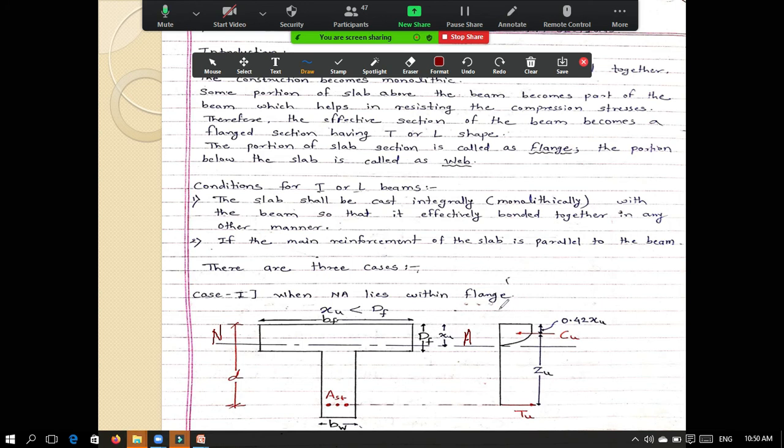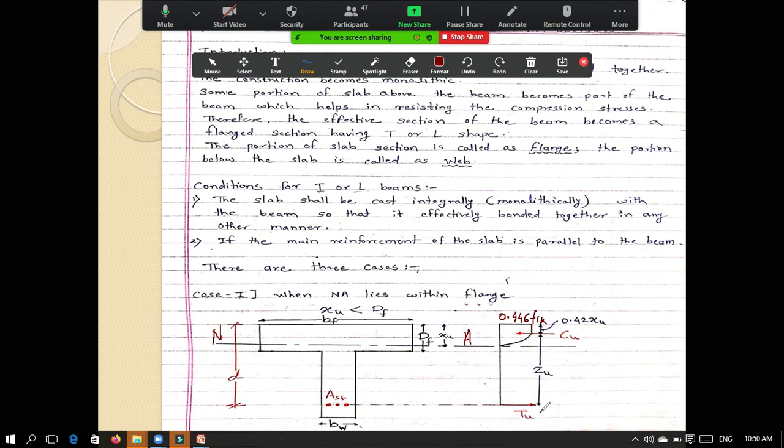Now if you draw the stress distribution diagram, this is the normal diagram. The stress at top is 0.446 fck. Now if you draw the diagram over here, the tensile force will be at this level of AST, Tu, and the compressive force will be here, Cu. It is all acting at 0.42 Xu; you know that the lever arm is 0.42 Xu.